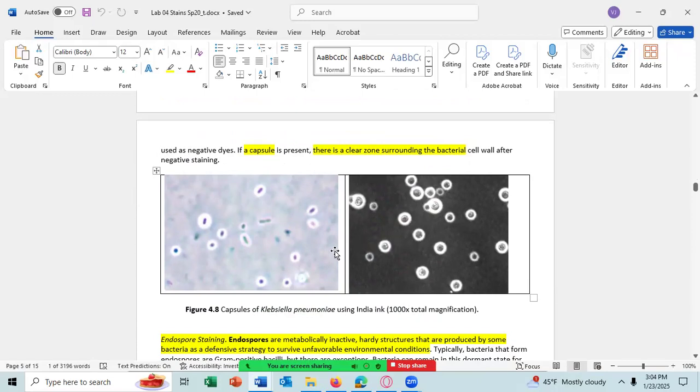Here is a different capsule stain using two dyes. One dye stains the cell, another dye stains the background of the slide, and neither dye stains the capsule. So once again, the capsule is very visible in this preparation. Any question about any of that?